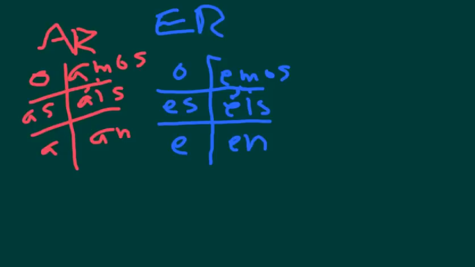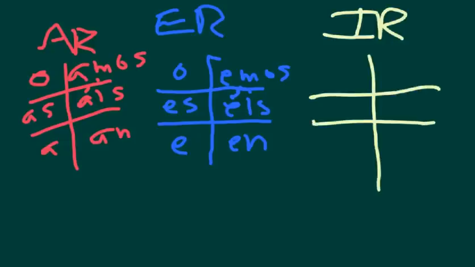Here we have seen so far that wherever you have an A in the AR chart, it turns to an E in the ER chart. And so we know that all you have to learn really is this AR chart, and just remember to change the A's to E's and you're all set. What we're going to do now is take a look at the third type of verb, which is the IR chart. And the good news about the IR chart is it is exactly the same as the ER chart.